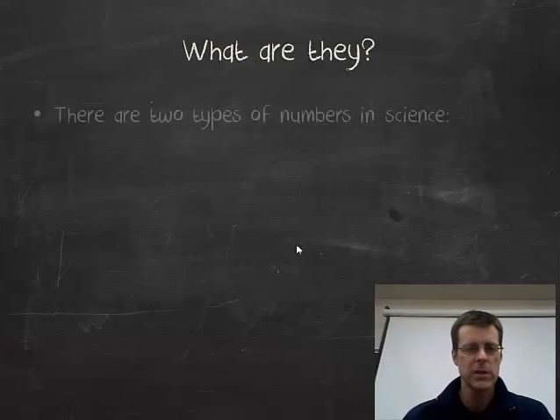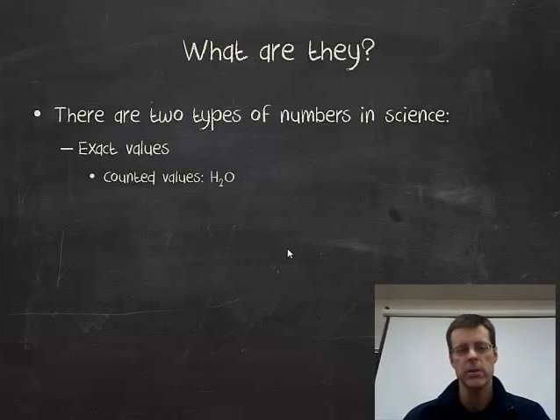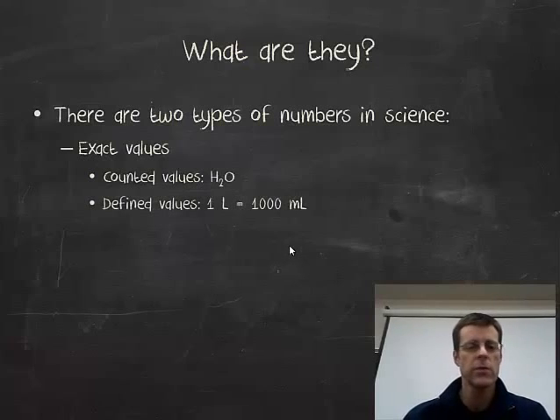What are significant digits? We need to know that there's two types of numbers in science. There are exact values, and exact values are things that we have either counted, numbers of fingers on a hand, number of atoms in a molecule, or they're values that have been defined for us. So in the example I have here, 1,000 milliliters is 1 liter. And this has been defined for us, and we're absolutely confident that 1,000 milliliters is 1 liter. It's not something that we've had to figure out ourselves.